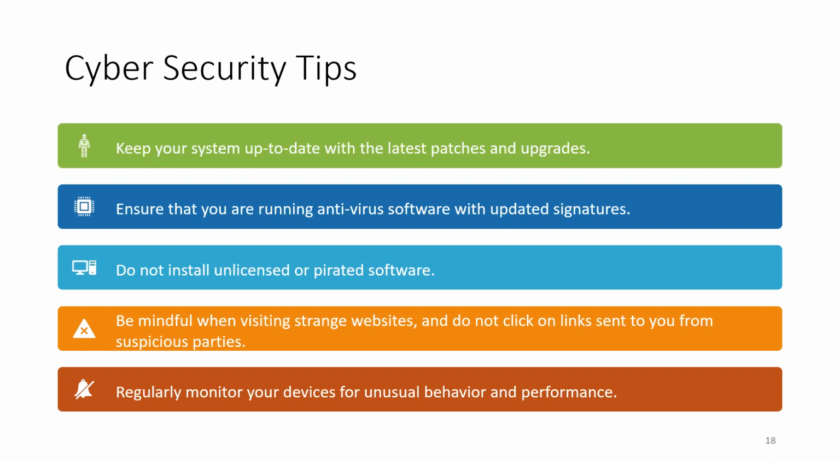Regularly monitor your devices for unusual behavior and performance. If you see that you're getting an email constantly from someone that you are not familiar with, or some organization from Israel, or something that you know you have not been part of, alert your IT department, because probably your device might need to be scanned. There might be some form of malware, something might be on it. So I want you to be observant and mindful.